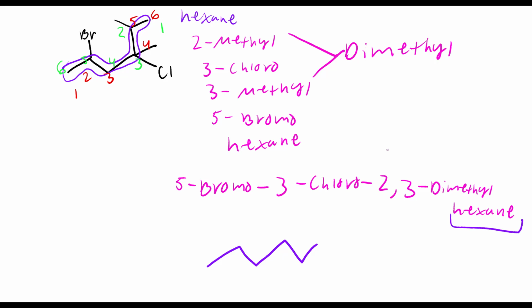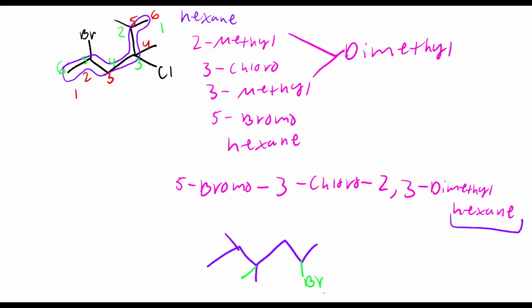And let's see. Dimethyl means that there are 2 methyl groups. So we have a methyl right here and a methyl right there as well. Okay? And then we have a 3 chloro. So this chlorine group is going to be on the 3rd carbon as well. Let's do that right here. Right? And then we have a 5 bromo, so 4, 5, that's a bromo.